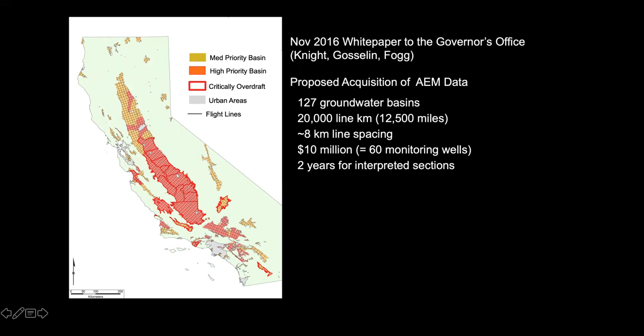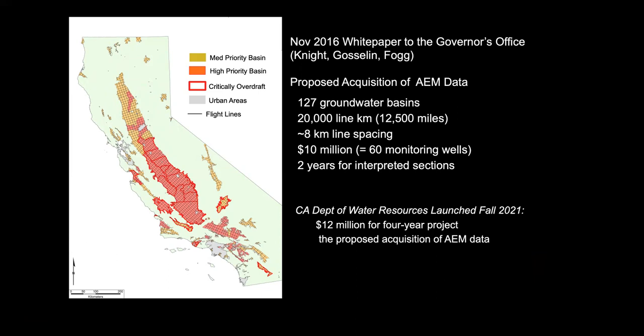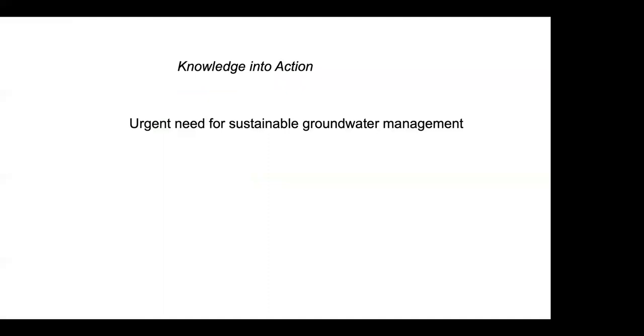Well, skipping to the present, because I then ran a two-year pilot project, but the California Department of Water Resources has launched a $12 million four-year project. They're doing this. So it's absolutely thrilling. And it's a message to me and to all of you that we can make a difference like this. For me, it was driving to Sacramento. I don't think I'd ever been to Sacramento before, but it was making the effort to go to the governor's office, go to DWR, go to the state board, and tell them that, look, as geophysicists, we have a better way of doing this. So knowledge into action.